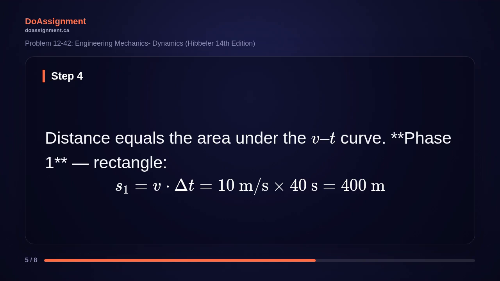The distance in phase 1 is the area of the rectangle under the VT curve. That is 10 meters per second multiplied by 40 seconds, which equals 400 meters.